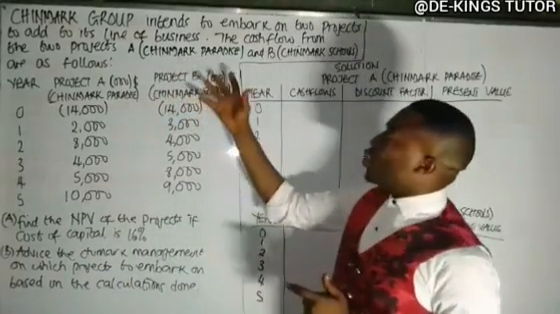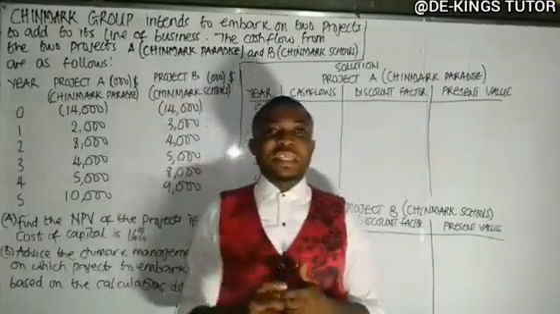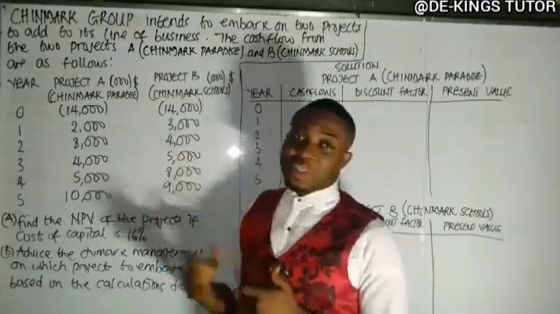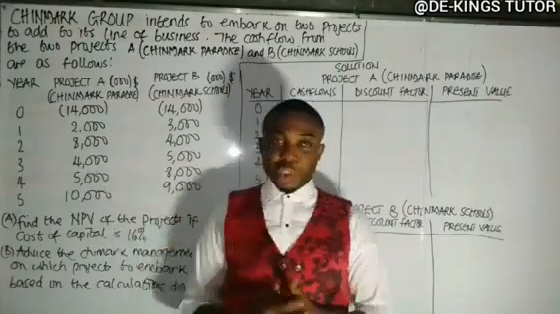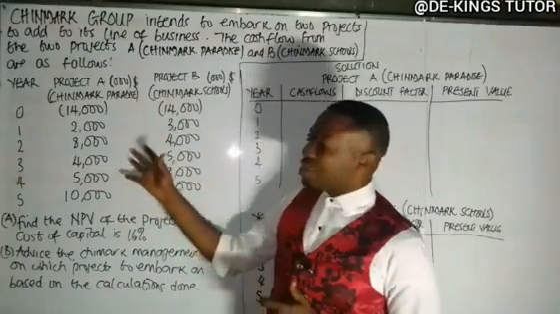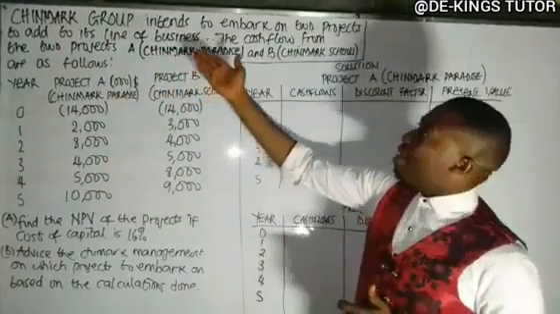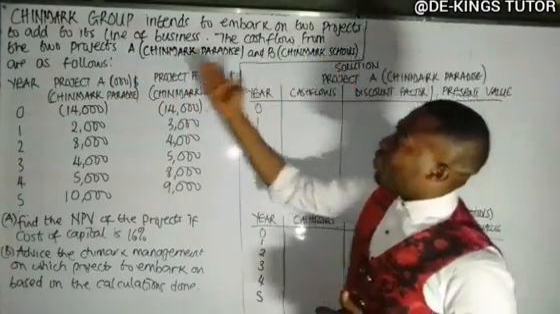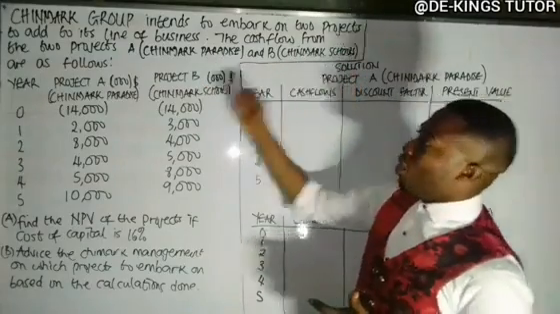Now let's see how to treat a mutual project. Now guess what? We're using a case study of CHINMARK. Okay, now disclaimer, most of the values here are not actual from the CHINMARK group. It's just illustration, okay, showing mutual project, showing how we can solve the NPV using mutual project. Now the question said CHINMARK group intends to embark on 2 projects to add to its line of business. The cash flow from the 2 projects, A, that's the CHINMARK Paradise, and B, CHINMARK School, are as follows.